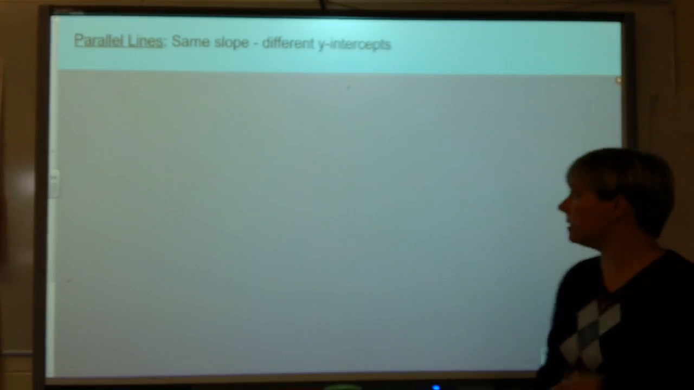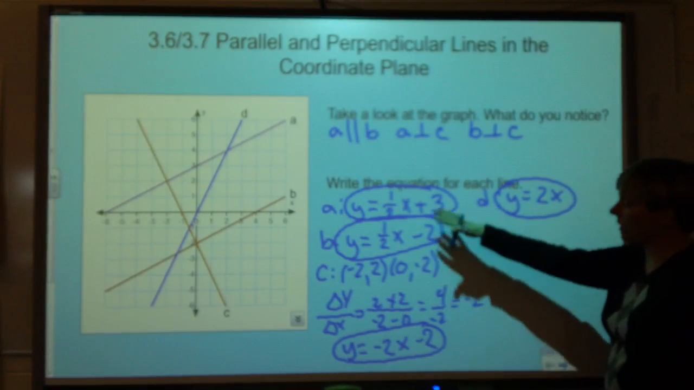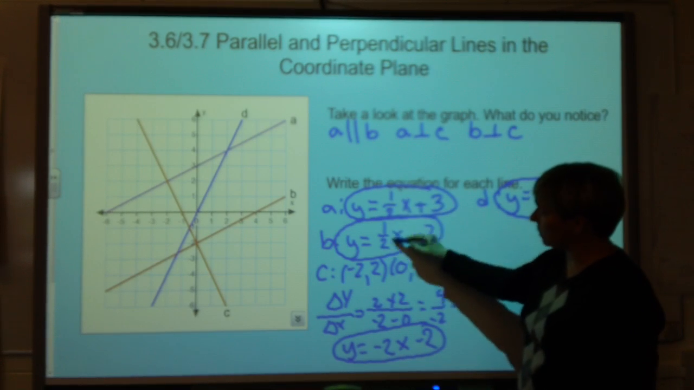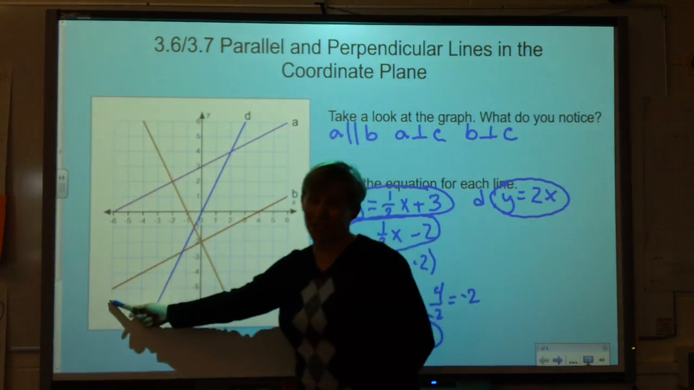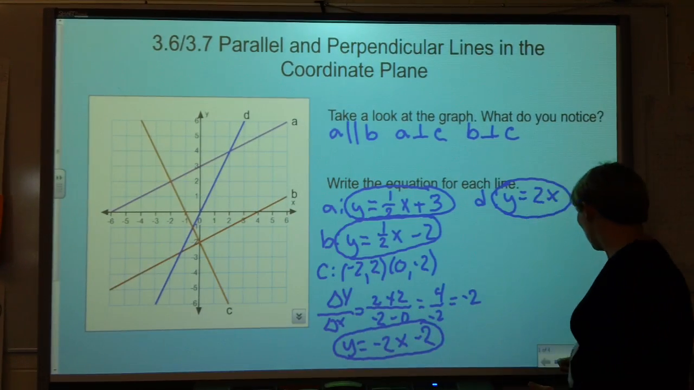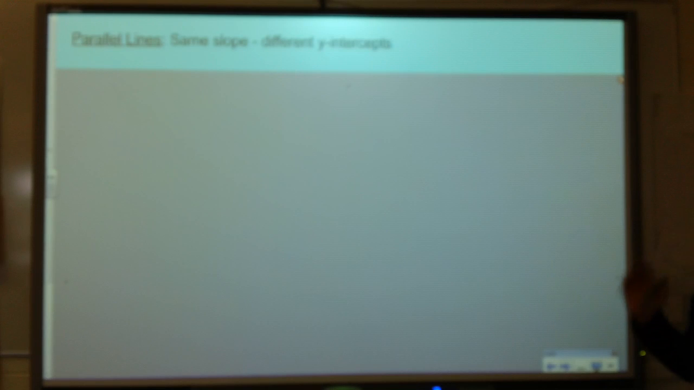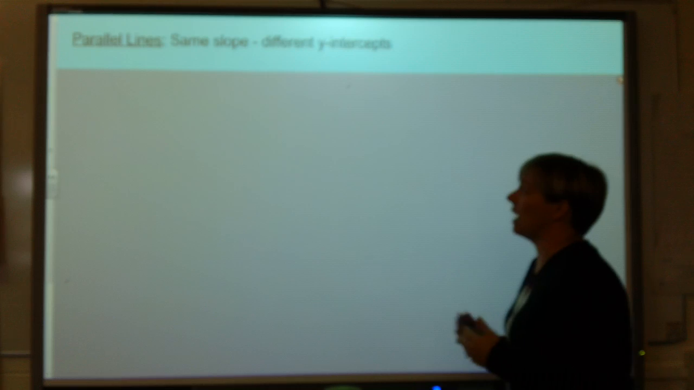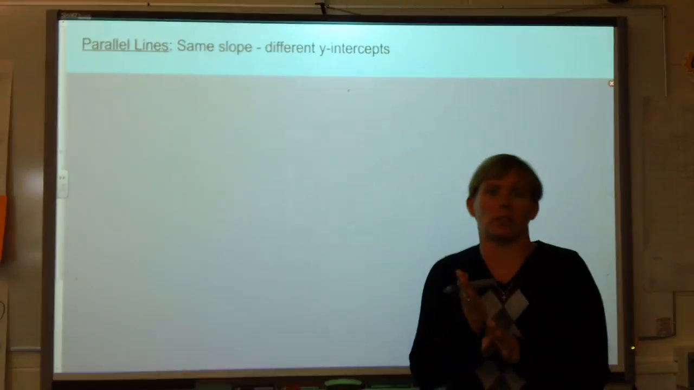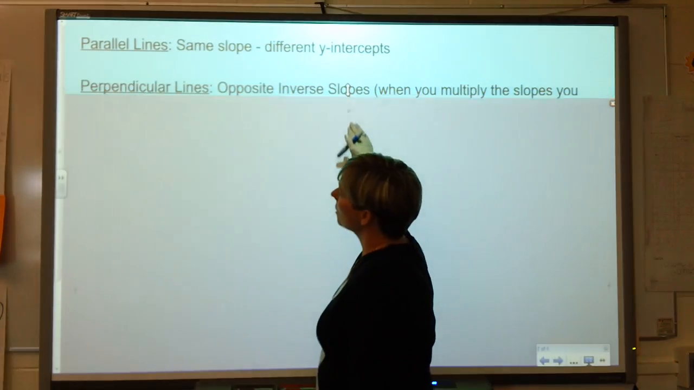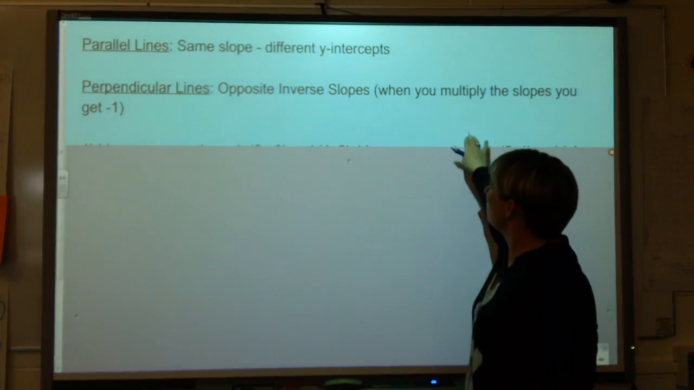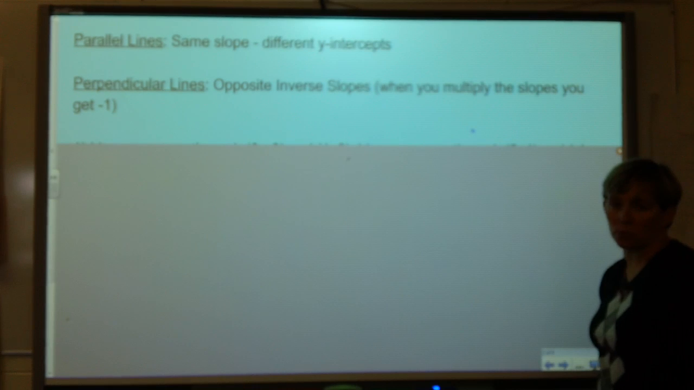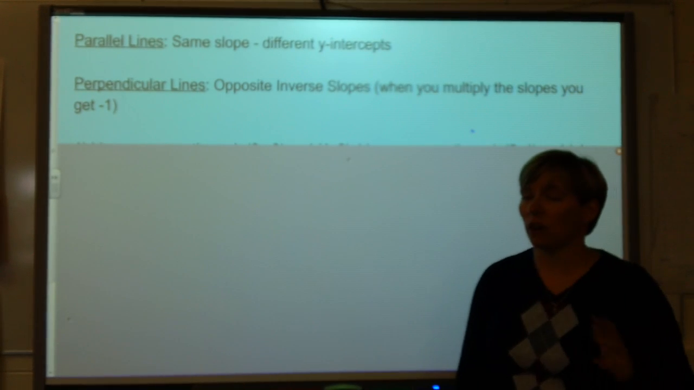Remember, parallel lines, and I can tell that from here, have the same slope. That should make sense. If they're never going to touch, their steepness has to be the same. So if I have equations for parallel lines, I need the same slope but different y-intercepts. If they have the same y-intercept, then it's just the same line on top of itself. Perpendicular lines have opposite inverse slopes. When you multiply the slopes, you get -1. That's how you can tell if they're opposite inverses.